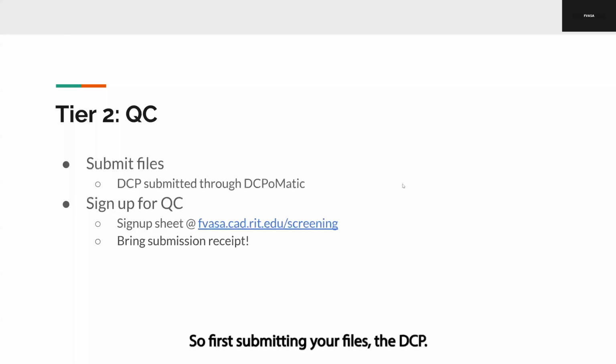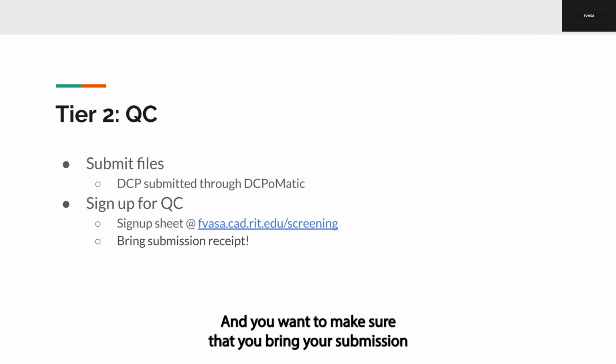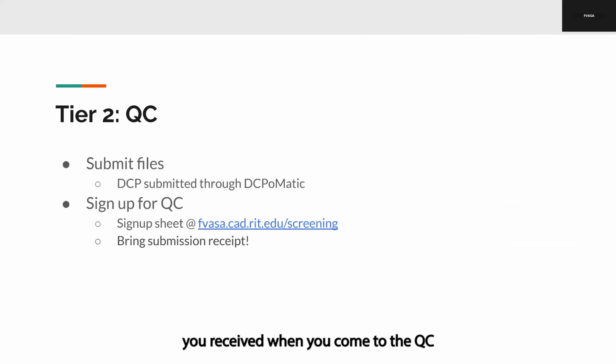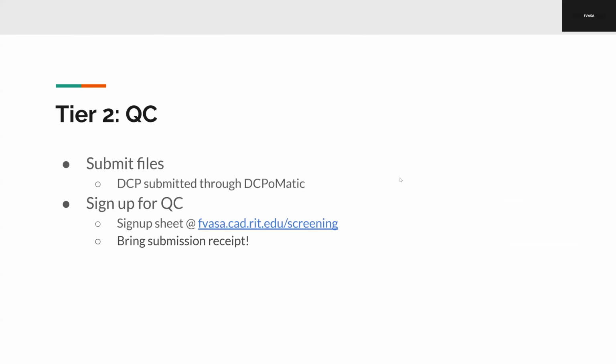So first, submitting your files, the DCP, again, if you're on a Magic or Sofa computer, it'll submit automatically through DCP-O-Matic. And then you'll sign up for a QC through the sign-up sheet on the screenings tab for FVASA. And you want to make sure that you bring your submission receipt when you come to the QC so that we know you're going to be there and we can prepare for you.